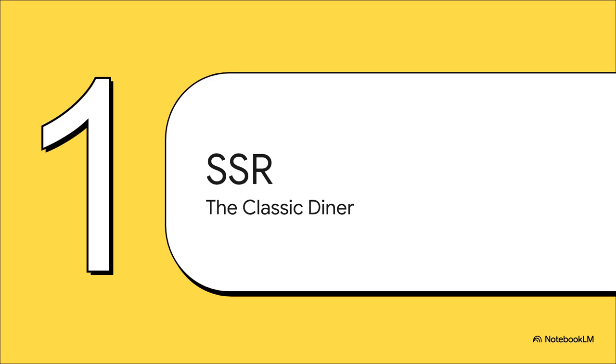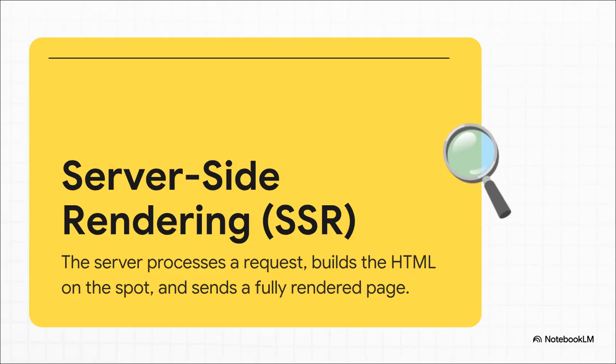Let's dive in. All right, our story starts with the OG method, server-side rendering, or SSR. And the best way to think about it? It's like a classic diner where every single meal is made fresh to order. With SSR, the server is basically your personal chef. Every single time you ask for a page, it runs to the kitchen, grabs all the ingredients, the data, the content, and builds a complete, fully formed HTML page right there on the spot. Then it sends that finished dish right over to your browser, hot and ready.